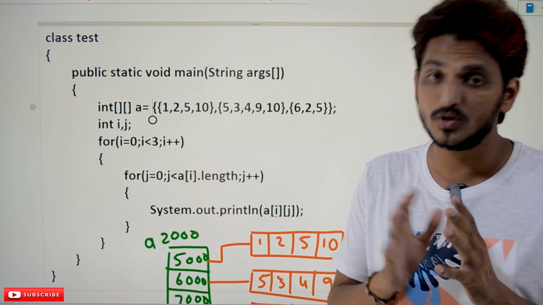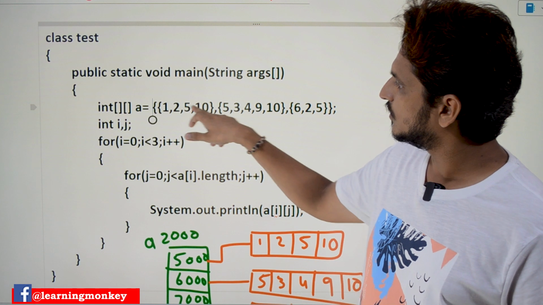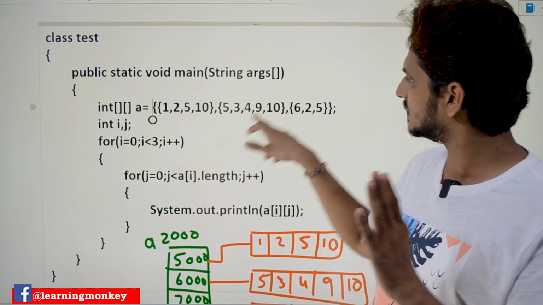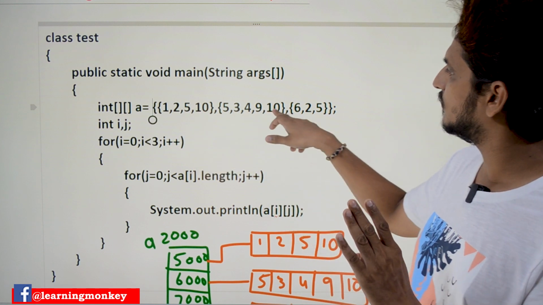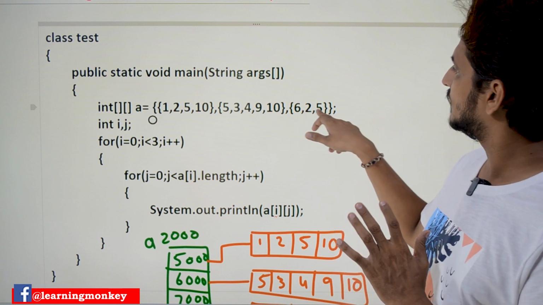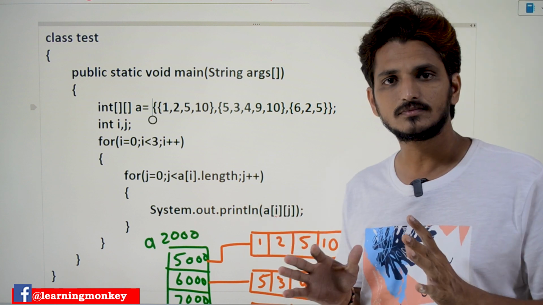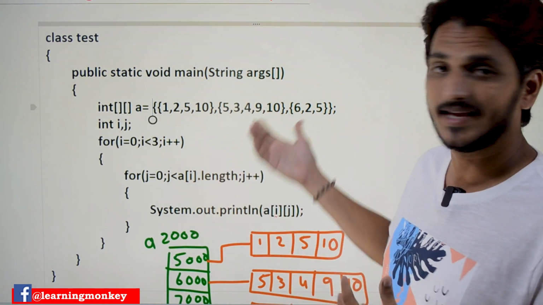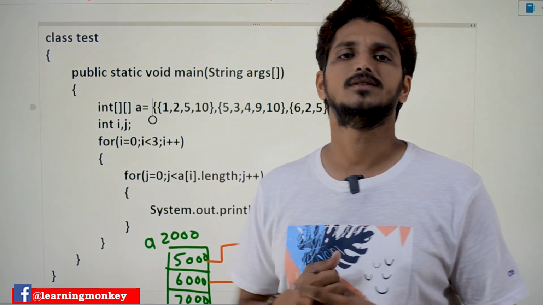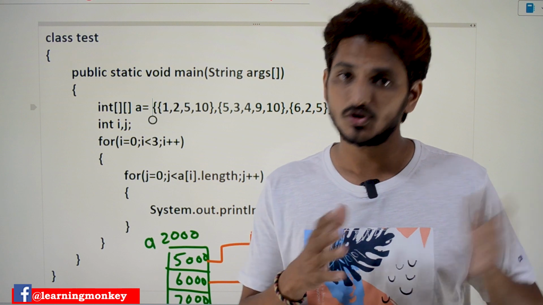But the point you need to understand here: the first line of data contains 1, 2, 5, 10, that is 4 elements. The second line of data contains 5, 3, 4, 9, 10, 5 elements. The third line of data contains 6, 2, 5, 3 elements. Yes, this variable length array is accepted in Java. In other programming languages, like C, it is not accepted.